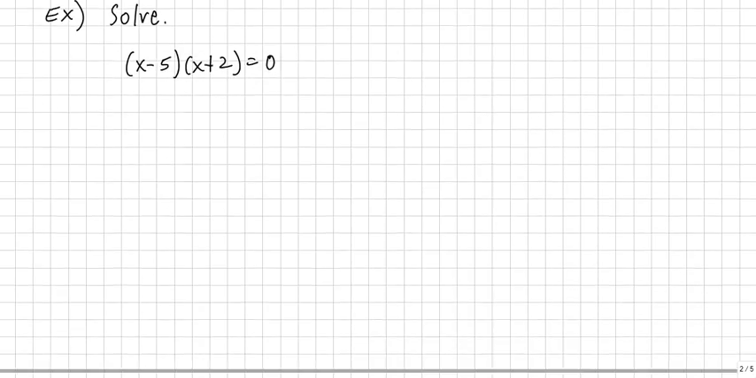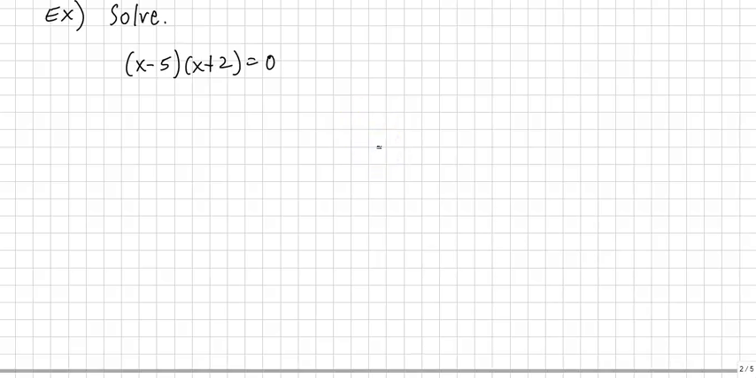So for example, let's solve (x minus 5) times (x plus 2) equals 0. So this is a polynomial. If I multiply this out, I'll get an x squared, a 2x, a negative 5x, and a negative 10. That's a polynomial. But in this case, I have an equation. So I've got this equation with x in it, and I want to solve for x. I want to figure out what x is.